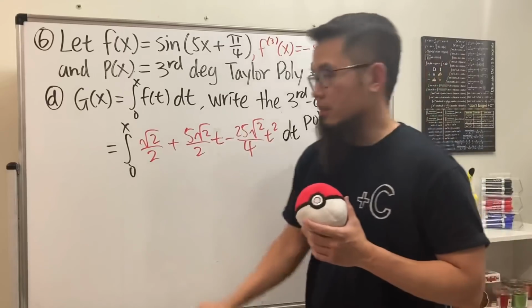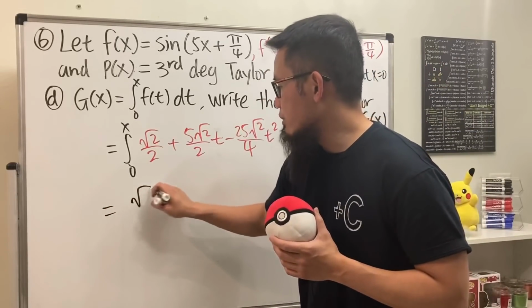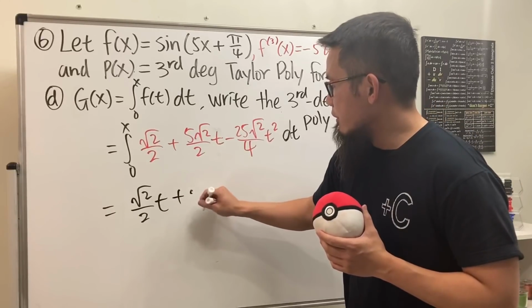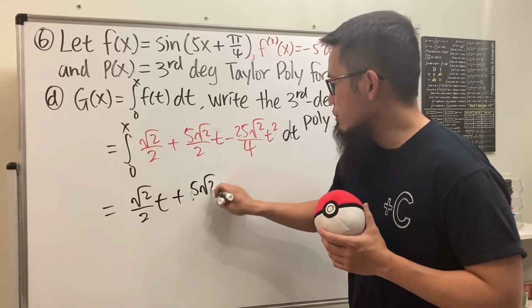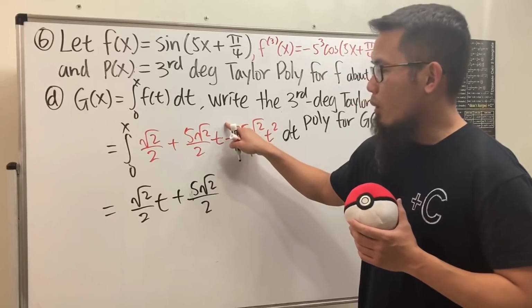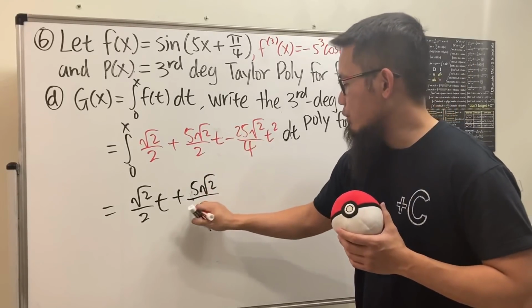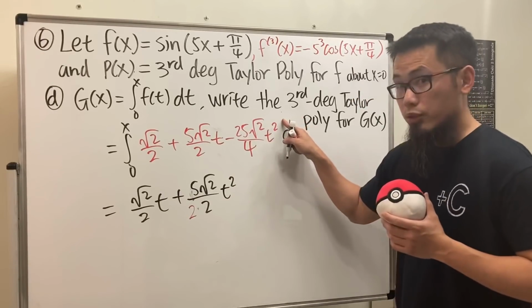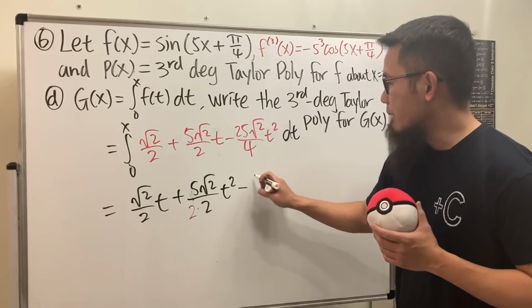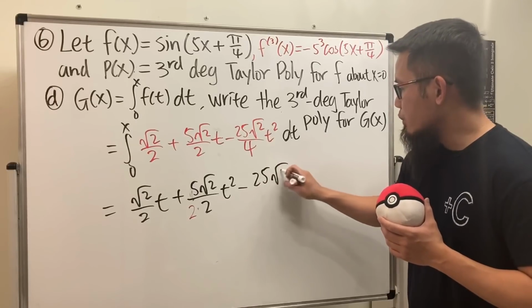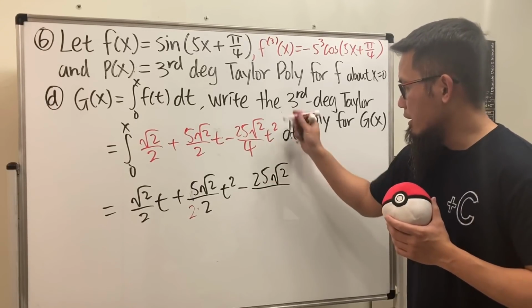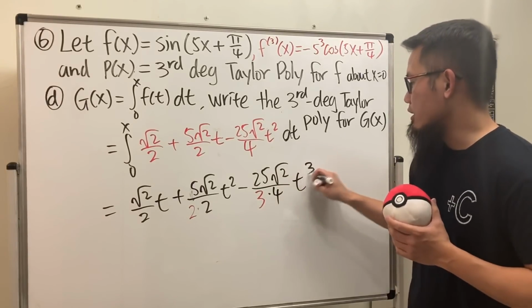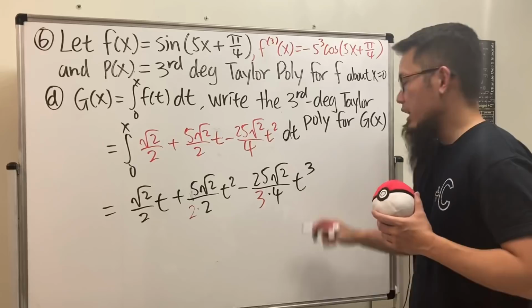And just integrate this. Well, we get what? This is square root of 2 over 2. Technically, right now it will be t. And then plus 5 square root of 2 over 2. But you add 1 and you divide it by the new power. So you have another 2 right here. And then it's t squared. And then you add 1, which is 3, and you divide it by that. So you have minus 25 square root of 2 over, again, the 3 here, and then multiply by 4. And then t to the third power. Just like this.